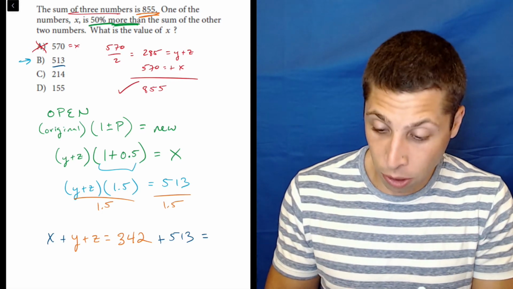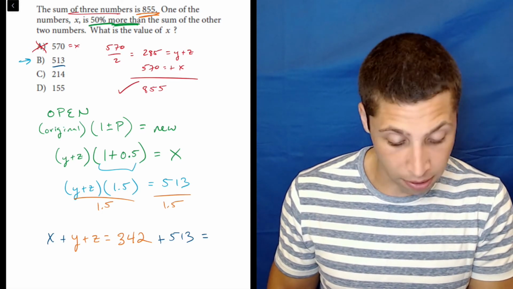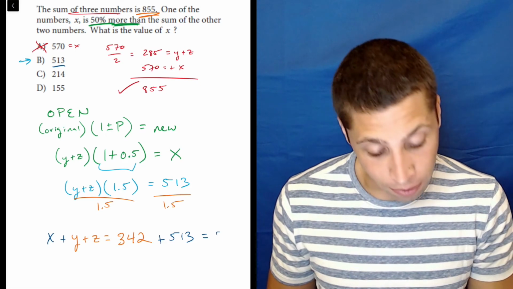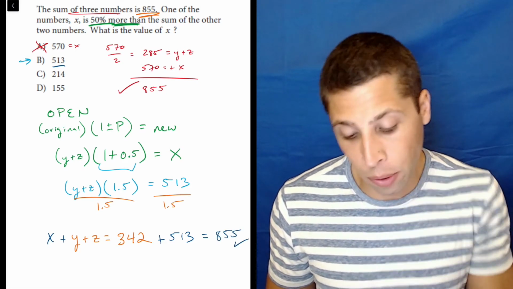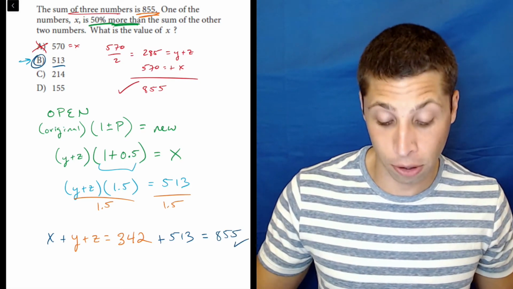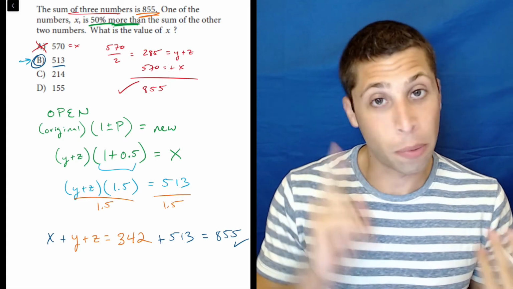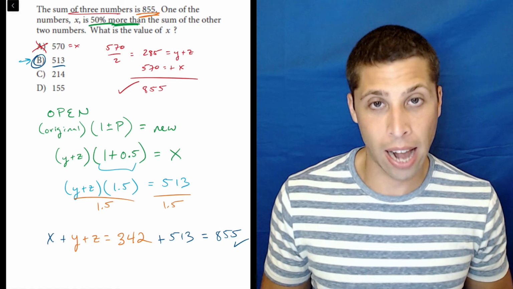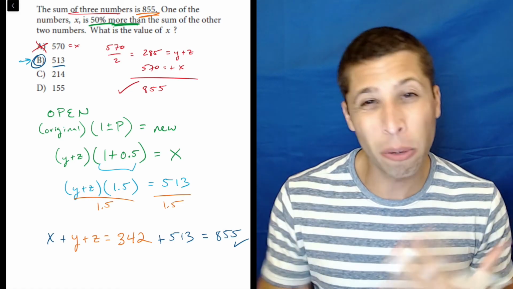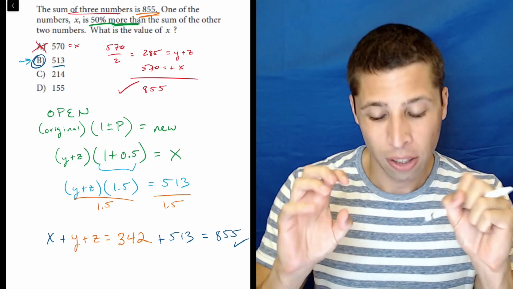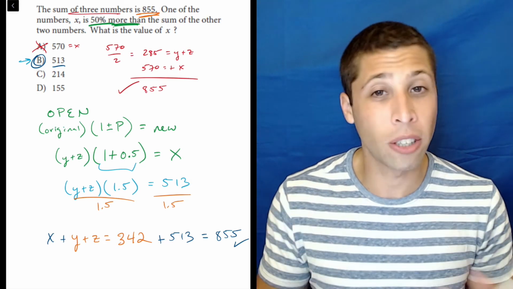Well, 342 plus 513 is equal to 855. Check. What we wanted, that is in fact the answer. So look, this is confusing. There's the percentages, plus there's the way that they kind of ask the question, and we have to deal with these two strange sentences that we need to convert into math.